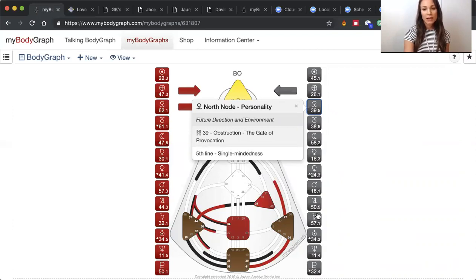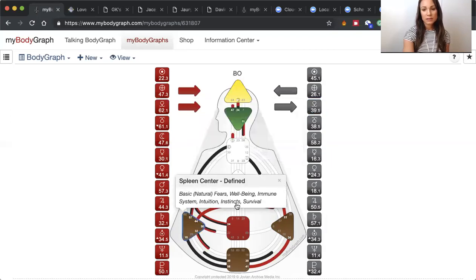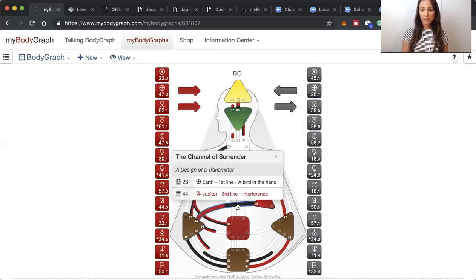We also have this channel of the 44 connects to the 26, which is the design of a transmitter. So it's somebody that when you start listening to that inner voice, you have a message that can be shared, and people are going to listen to that. And knowing that for somebody as a 1-3, it goes a lot through your own empowerment. So maybe it's even a message that you would tell yourself, and then other people will get inspired by seeing your empowerment. That's how it can look for a 1-3.